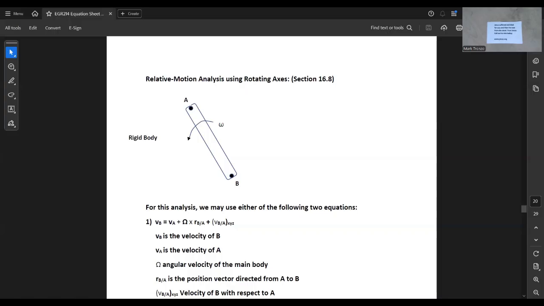In this video, we're going to look at relative motion analysis using rotating axes.